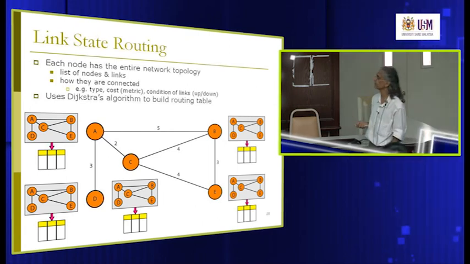The only problem is that I have to send out all this data. Right? For every node I want to find out, I have to send multiple test packets. So there's a lot of traffic going on in the network itself. Right? So this is what it's all about. Right? So it uses Dijkstra's algorithm to build the routing table. Right?